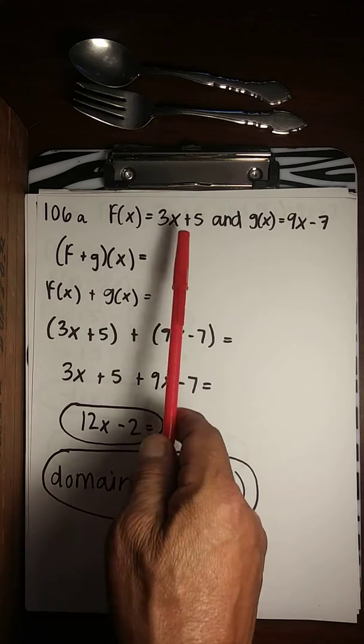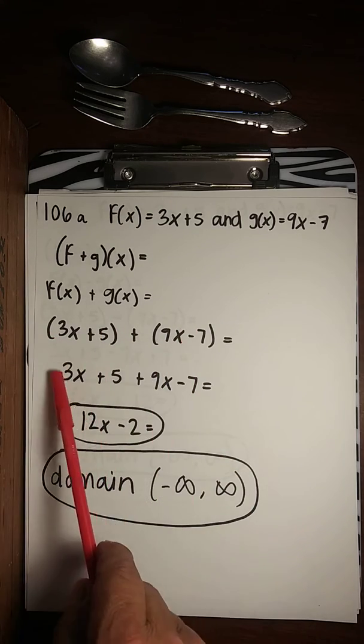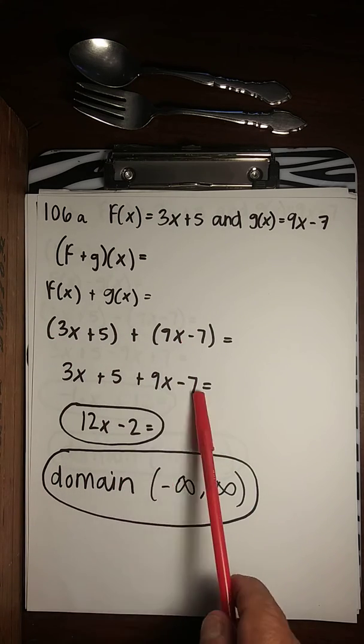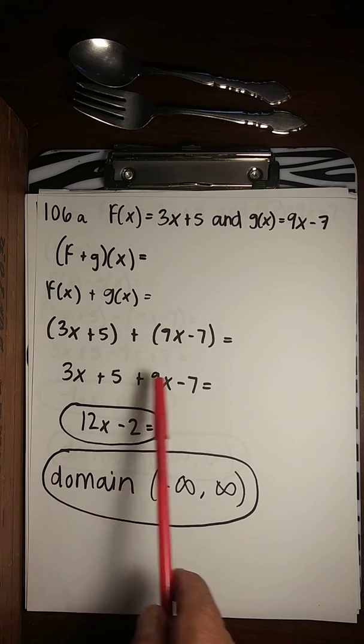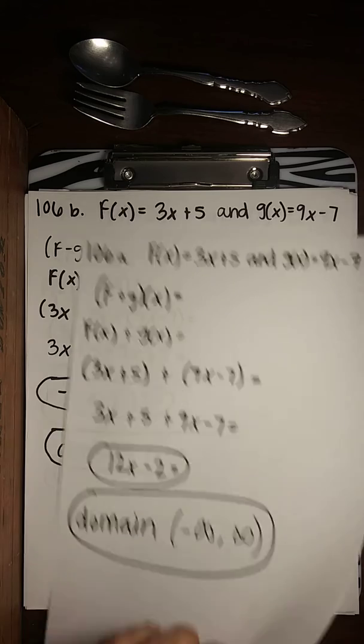F plus g of x. F of x is this one. G of x is that one. So 3x plus 5 plus this. Take the parentheses off. 3x plus 5 plus 9x minus 7. That's going to give you 12x and a minus 2. Domain negative infinity to infinity.